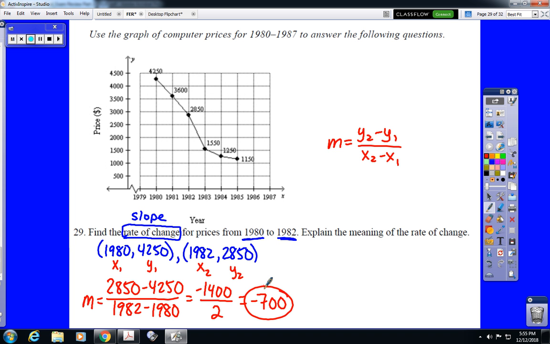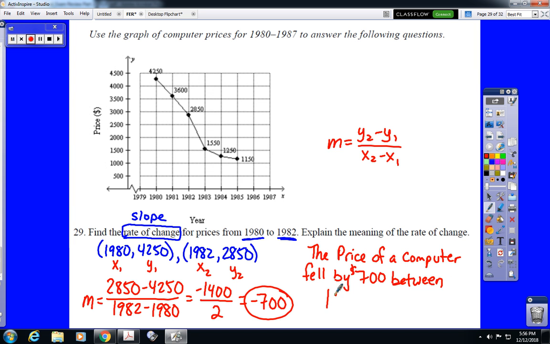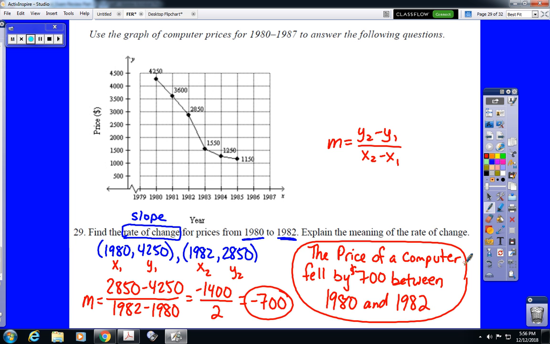Now we're supposed to explain what that means in the context of the problem. Well, the slope would be the rate of change of the price of computers per year. So we would say the cost of a computer, the price of a computer, fell by $700 between 1980 and 1982. And that would be the answer to that question.